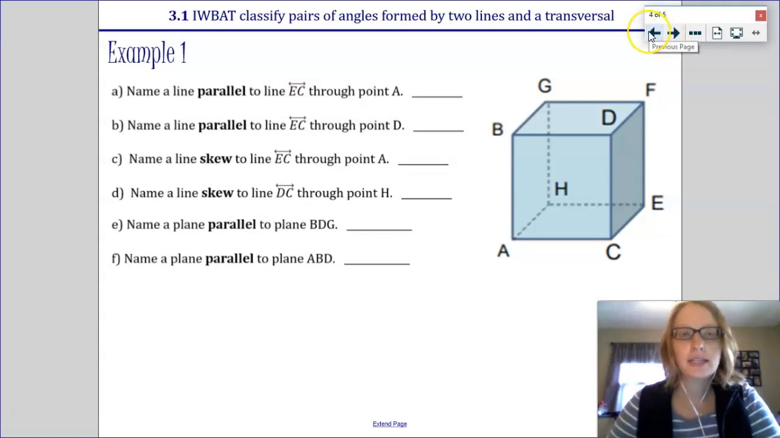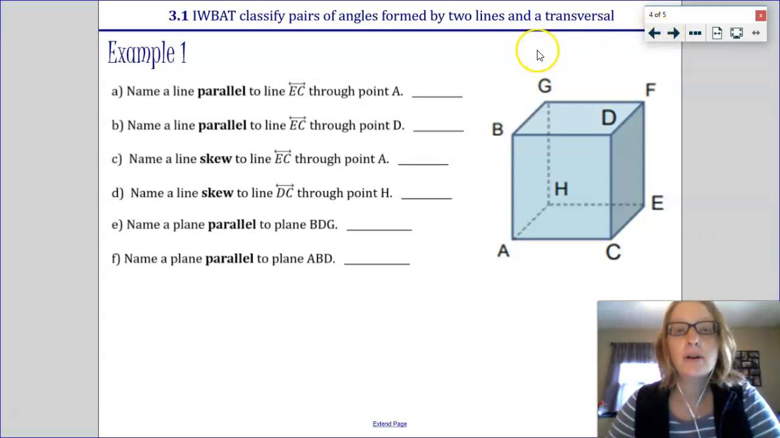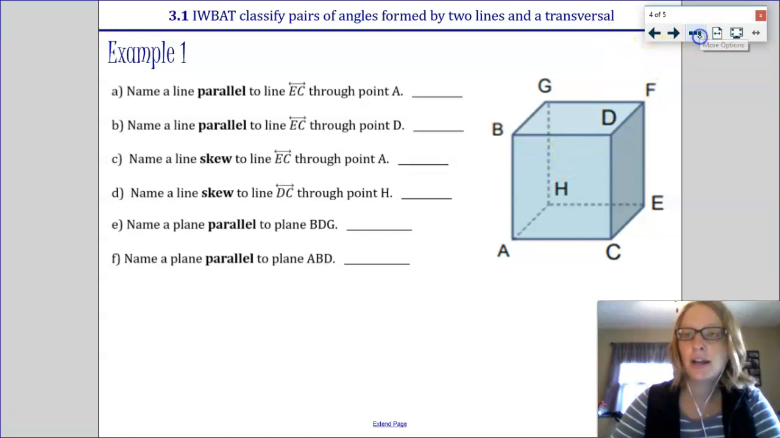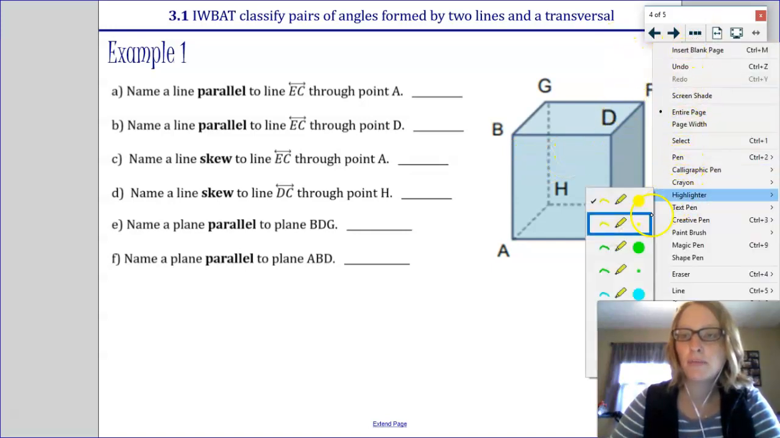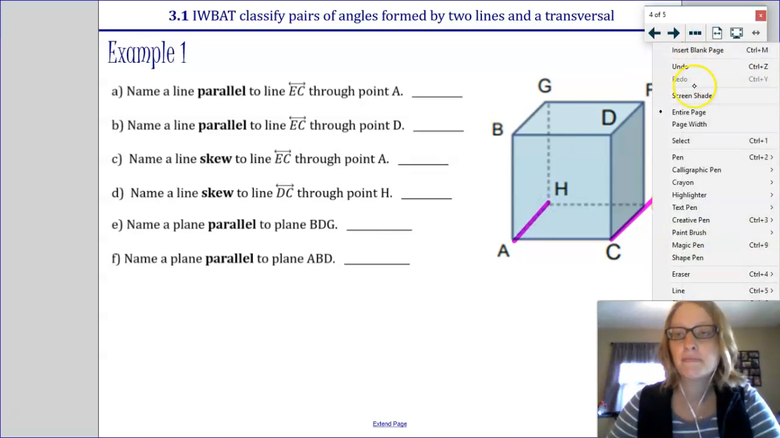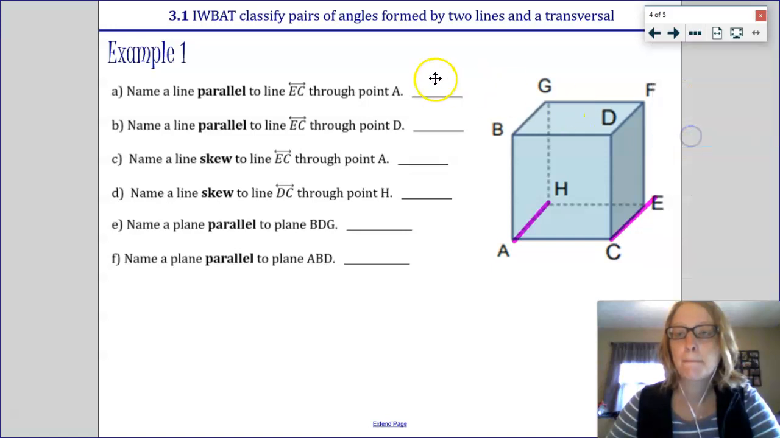All right, let's take a look at example 1. Name a line parallel to EC through point A. Let's take a look at where EC is. So we've got EC here on the bottom right corner of the box. I'm going to use my highlighter tool to show it. So we've got EC right here. We want to show a line that is parallel to that goes through point A. Well, a parallel line to that could be the line that goes from A to H. So A to H would be a parallel line with EC.